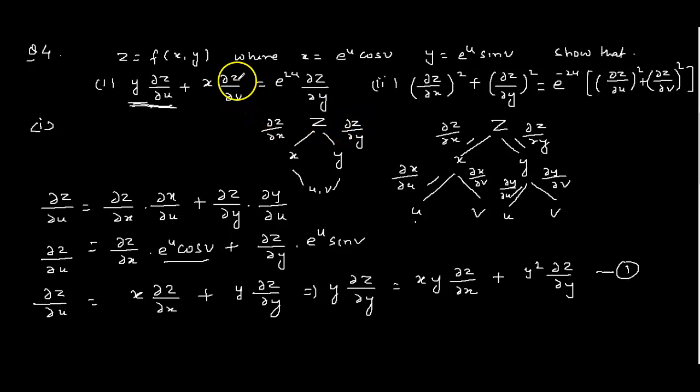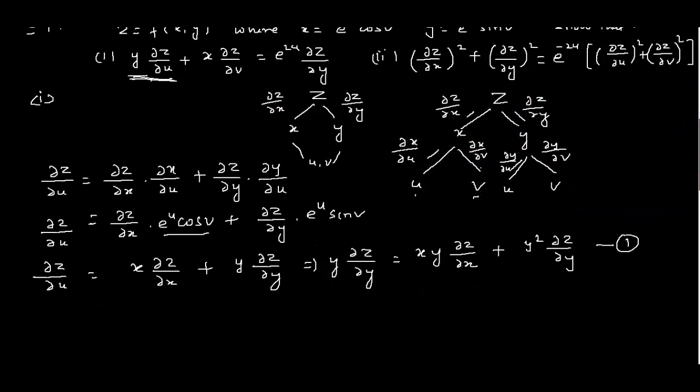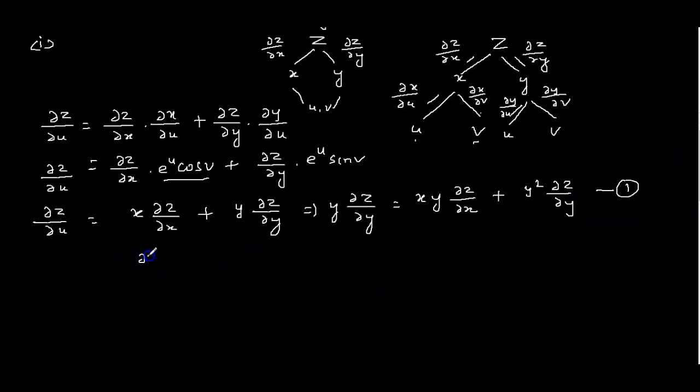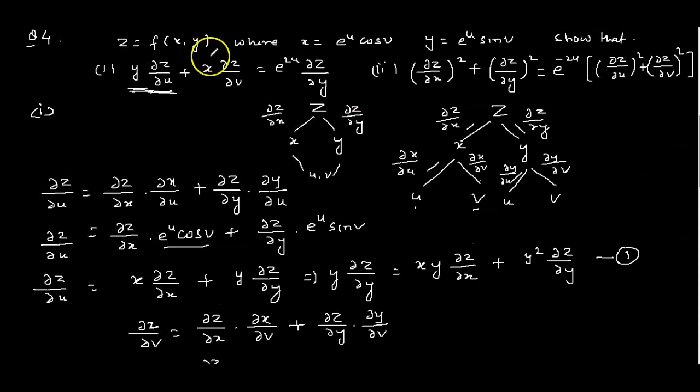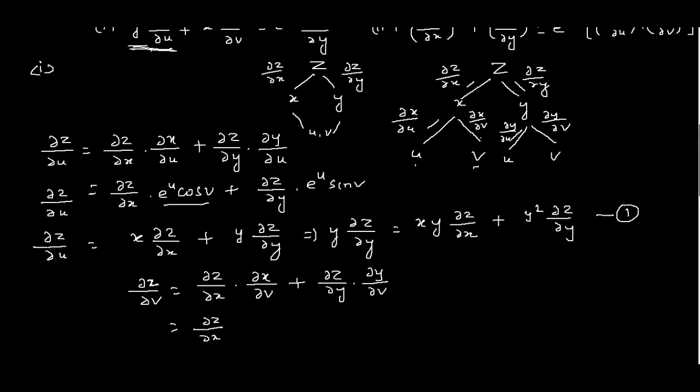Similarly, we can write for the del z by del v also. So for v we need to go by this one and this one, and then this and this. So I will write it here. This del z by del v is equal to del z by del x into del x by del v plus this del z by del y times this del y by del v. So del z by del x stays as it is, because z is given as a general function here, so we cannot differentiate. If you write f dash of x, you can write it, but leave it as it is.